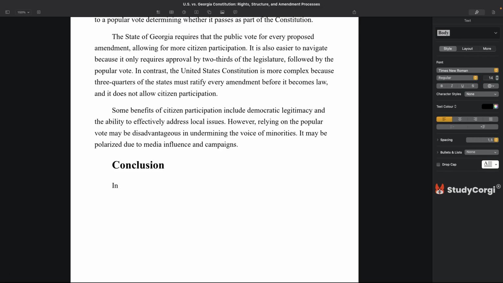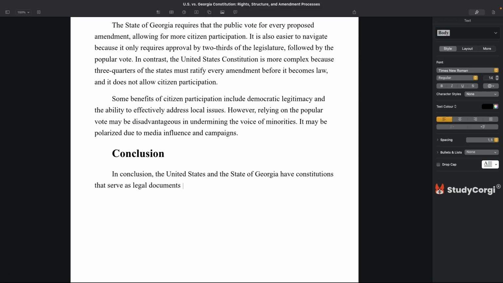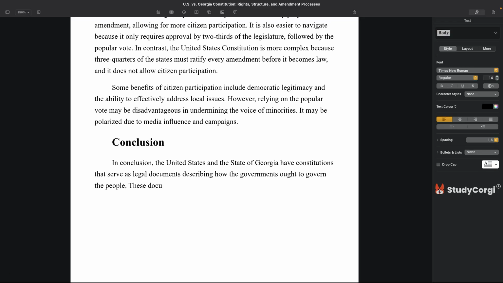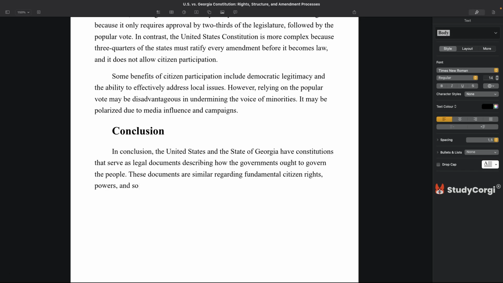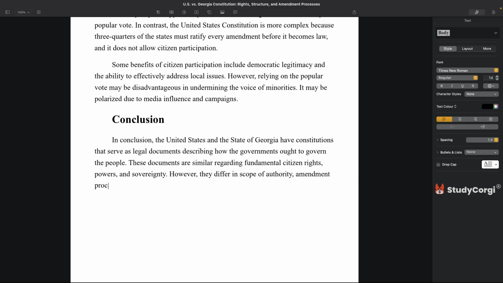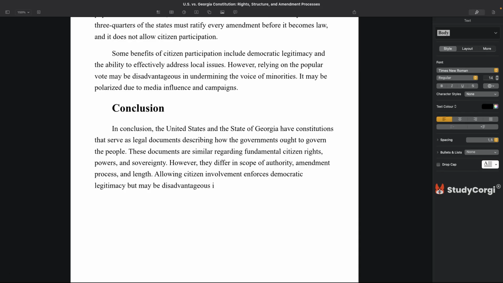Conclusion. In conclusion, the United States and the state of Georgia have constitutions that serve as legal documents describing how the governments ought to govern the people. These documents are similar regarding fundamental citizen rights, powers, and sovereignty. However, they differ in scope of authority, amendment process, and length. Allowing citizen involvement enforces democratic legitimacy but may be disadvantageous in overlooking the needs of minorities.